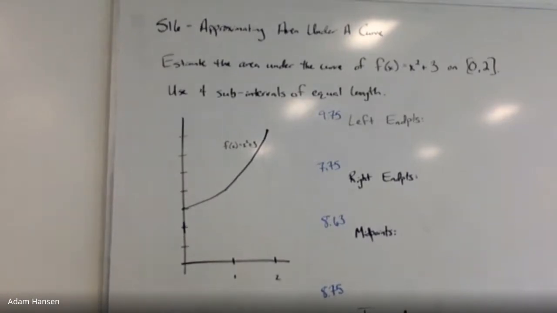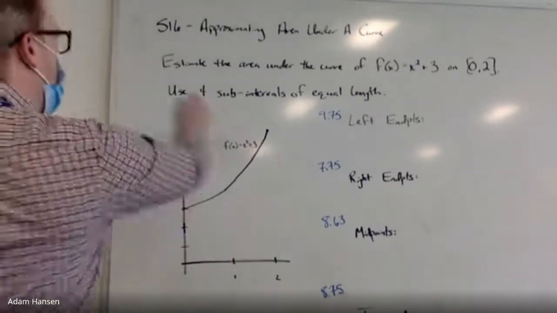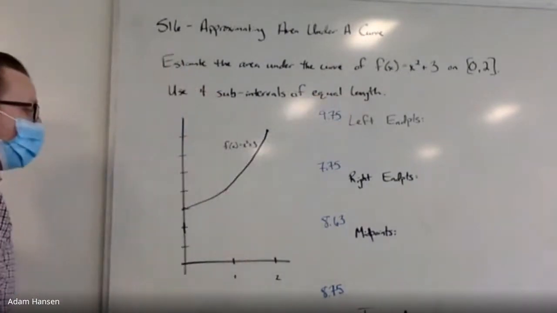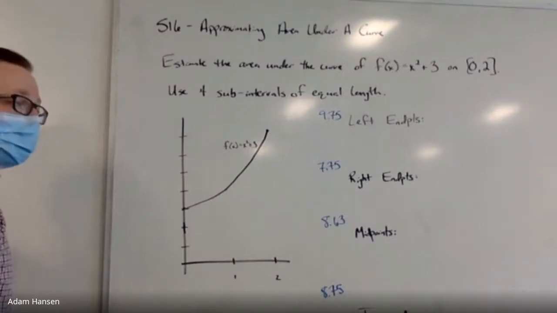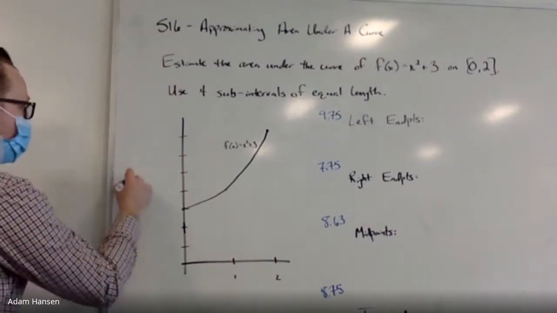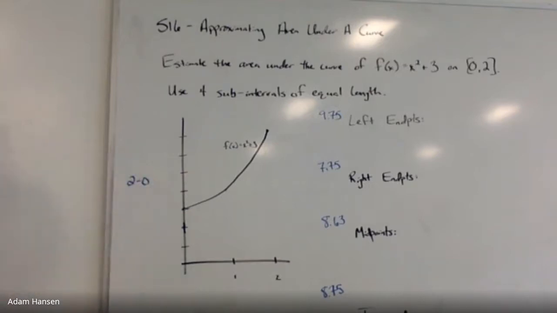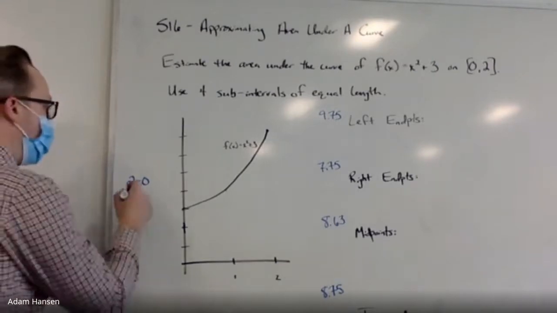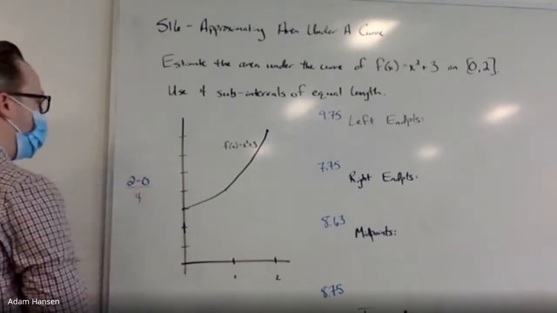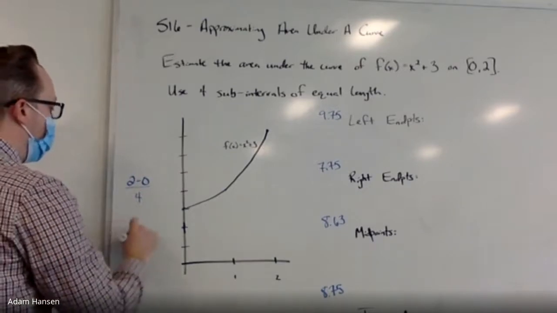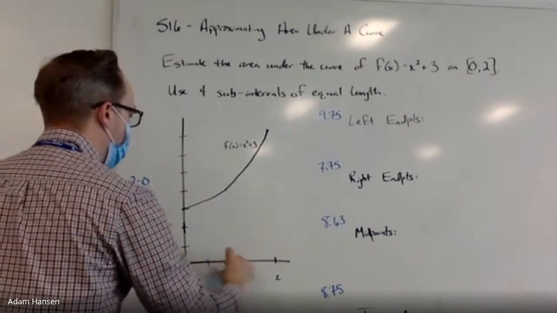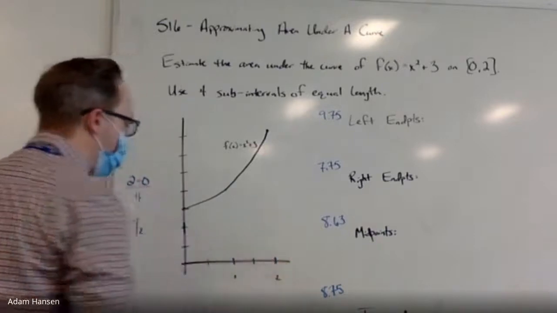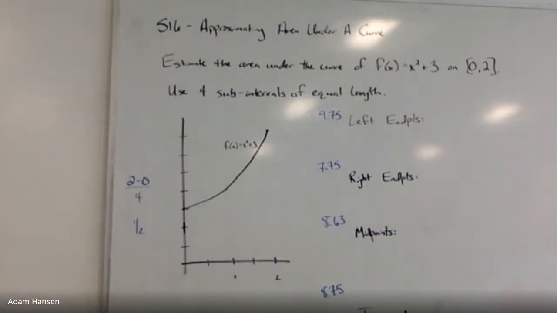All right, left endpoint. So it says use 4 subintervals of equal length. How long is the total interval from A to B? 2. 2 minus 0 should tell me the total length of my interval. Starting at 0, ending at 2, it's a length of 2. I want to subdivide that into 4 equal subintervals. So let's divide 2 minus 0 by 4. 2 minus 0 is 2, divided by 4 is 1/2. So we're going to subdivide this into 4 different subintervals, each with a width of 1/2.